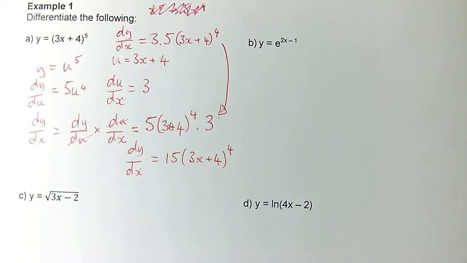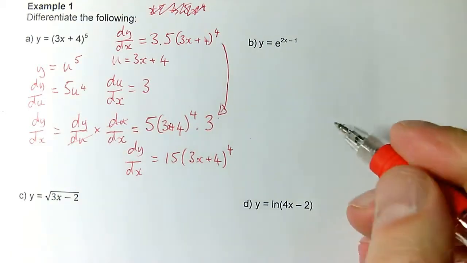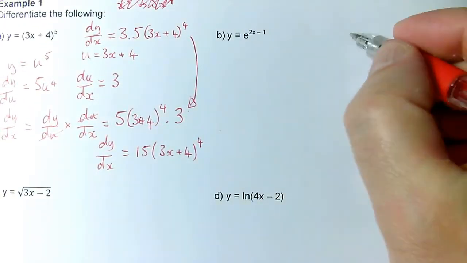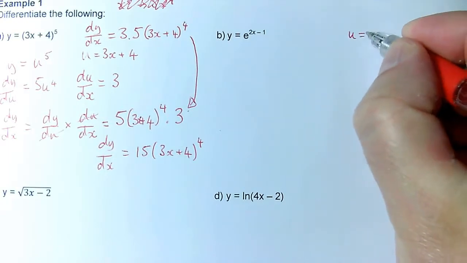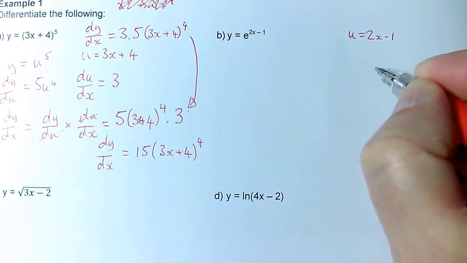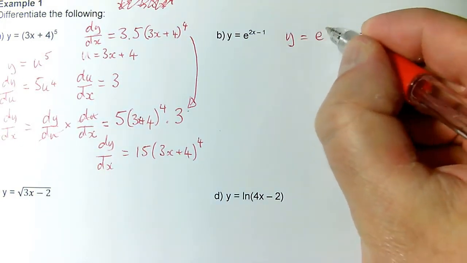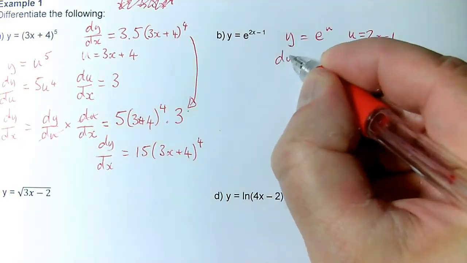So for all of the questions in this, we could do it the long way, we could do it the short way. So for part B, let's start off with the long way. So the u is the inside function. So my u is going to be 2x minus 1. What do I do with that u to get y? Well, I have to form y by doing e to the power of u. So I can get dy by du.